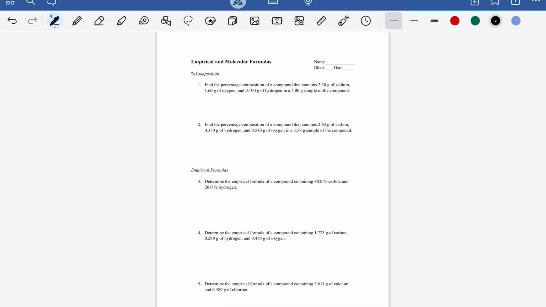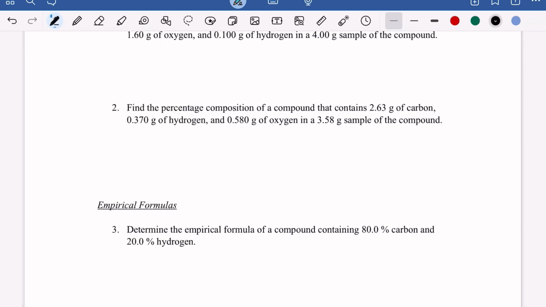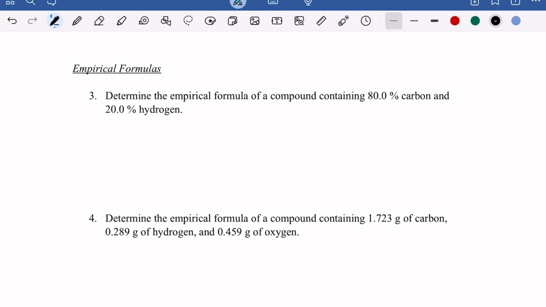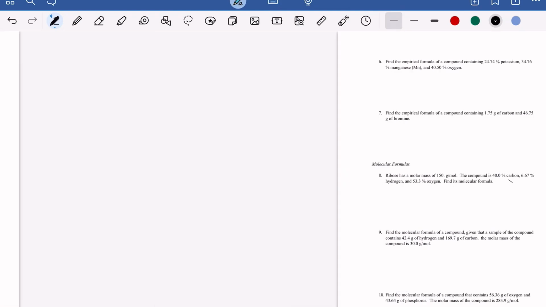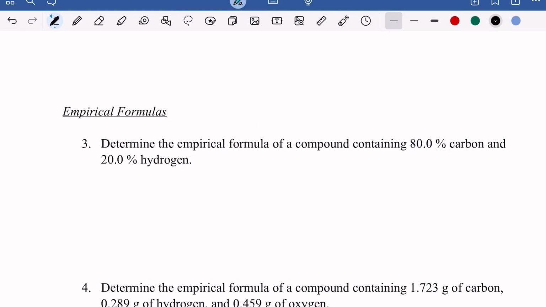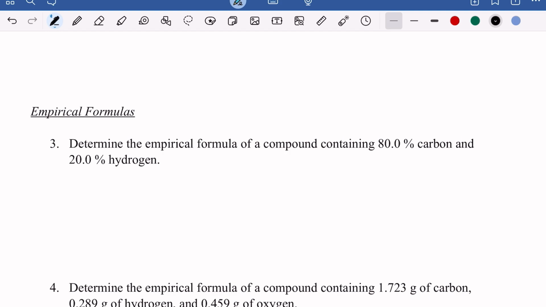Okay, hi guys. Today I will go over how to find empirical formulas and molecular formulas of certain molecules. So, really briefly, empirical formula is the simplest whole number ratio of elements in a compound, and molecular formula is the actual number of atoms of each element in a molecule of a compound. So let's go over how to solve these questions.